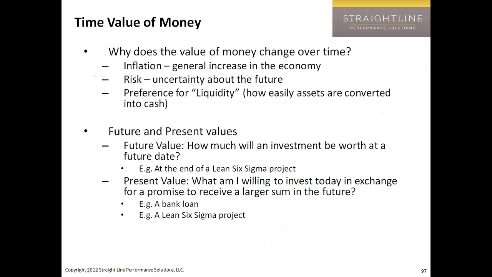Why is that? Well, there are a number of different reasons. The first is inflation. Generally, the economy increases, and so inflation happens over time. So the same amount of money will buy less a year from now, in general, than it will today. The second thing is risk.